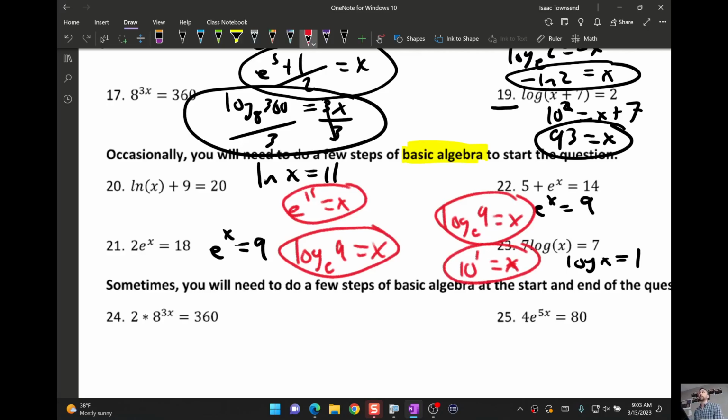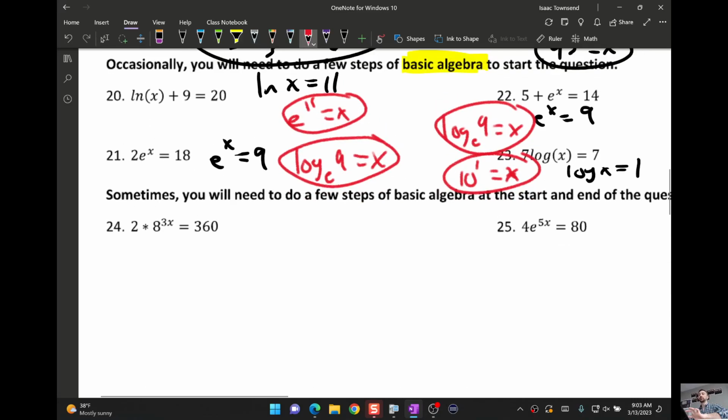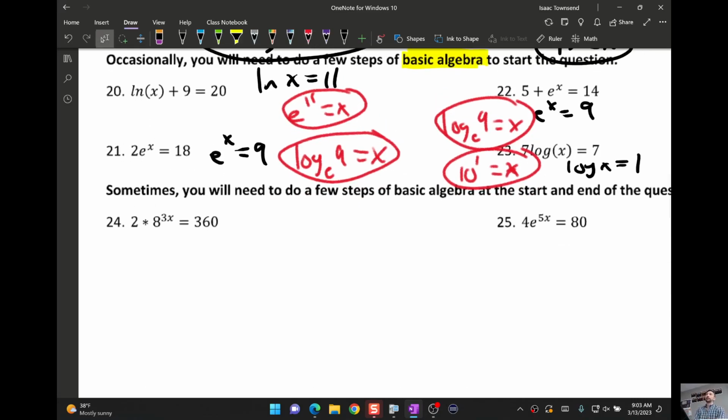So undoing arithmetic at the end of the question, like 16 through 19, or undoing some arithmetic at the start of the question, like 20 through 23. But both of those methods still leaned on us switching the forms. You're going to get sick of me saying that, but that's the most important part. Now, some of the harder questions are going to be a combination of those two things. Again, we're building up here.